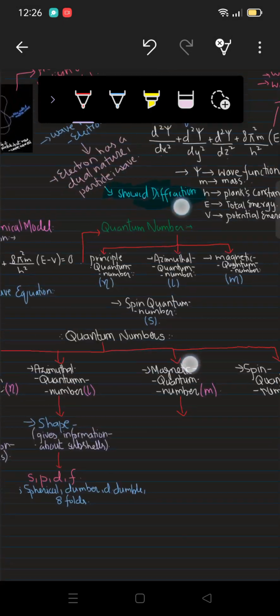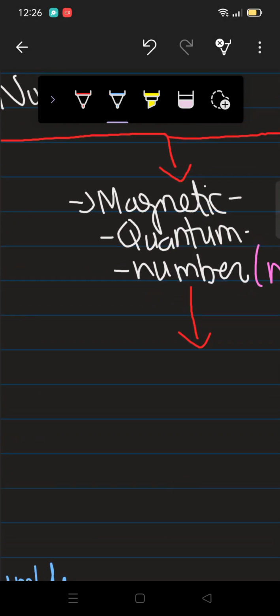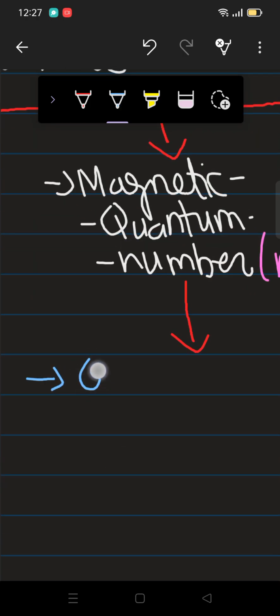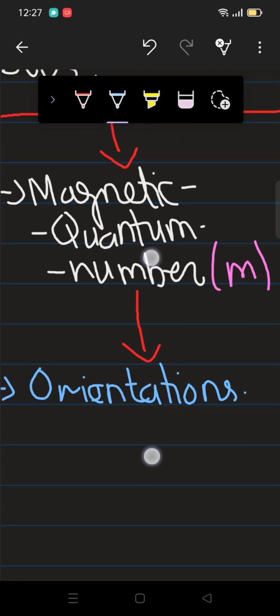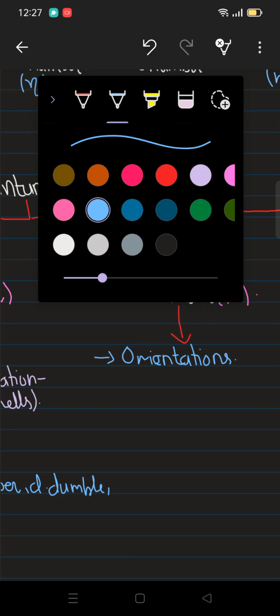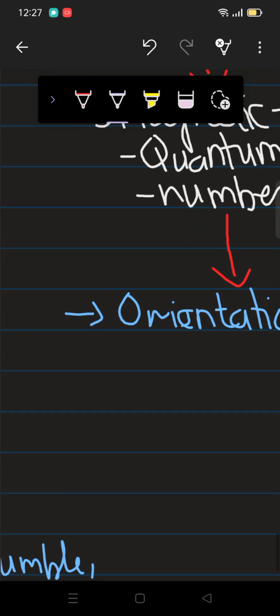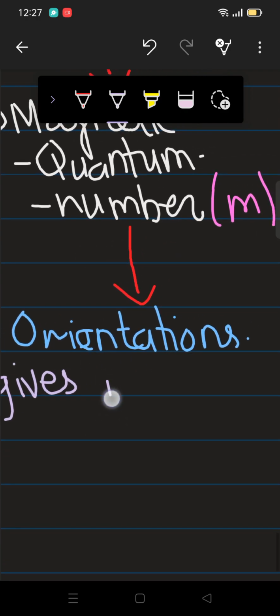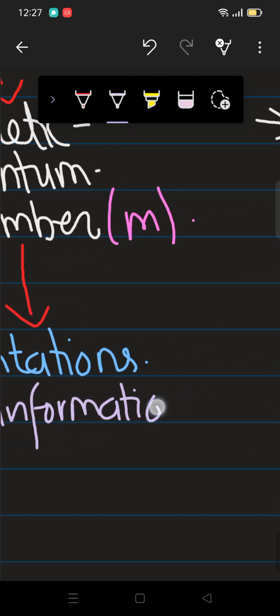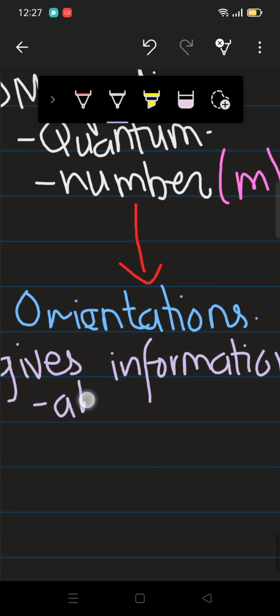Now the magnetic quantum number is going to tell us about what? It's going to tell us about the orientations. Which means it's going to tell us about the orbitals. It gives information about orbitals.